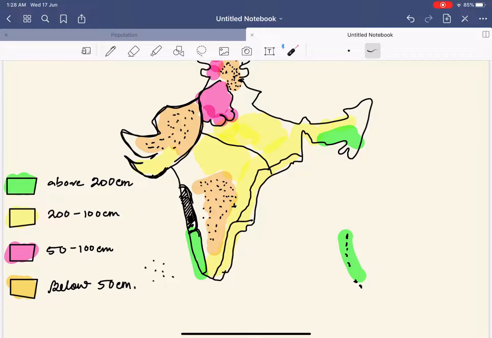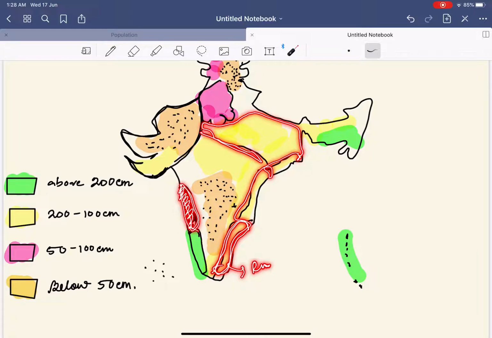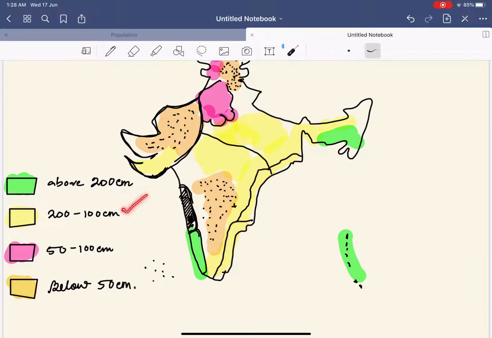Number 2, where we are receiving 200 to 100 centimeter. Which are those regions? These are the regions of your Western Ghats. It is because of the Western Ghats that it receives 200 to 100 centimeter of rainfall. Similarly, we have your Coromandel coast that receives such kind of rainfall during the retreating monsoon. Similarly, we have Odisha, the Gangetic plains, and last but not least, up to the North Gangetic plains, we have rainfall which is 200 to 100 centimeter. So we got rainfall above 200 centimeter, and we got rainfall from 200 to 100 centimeter.